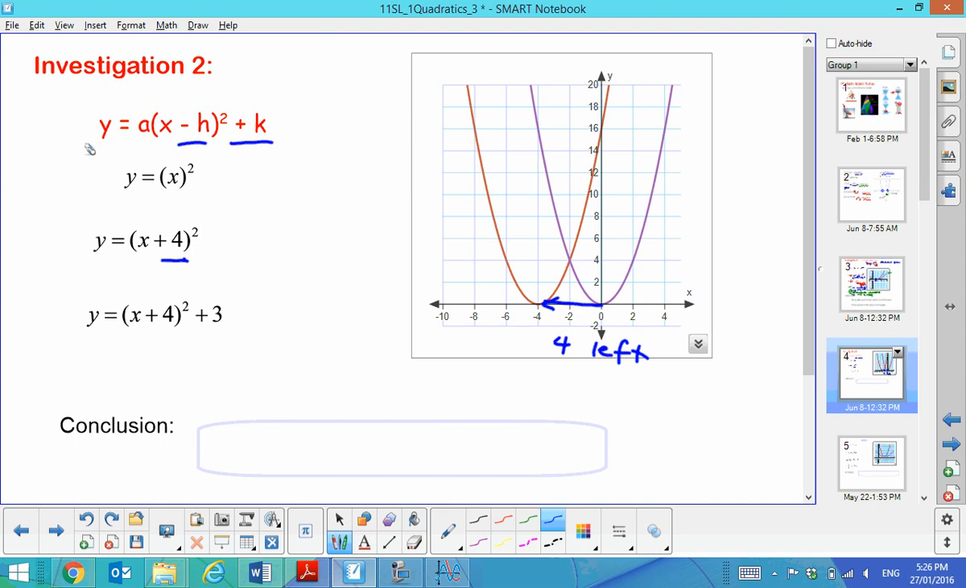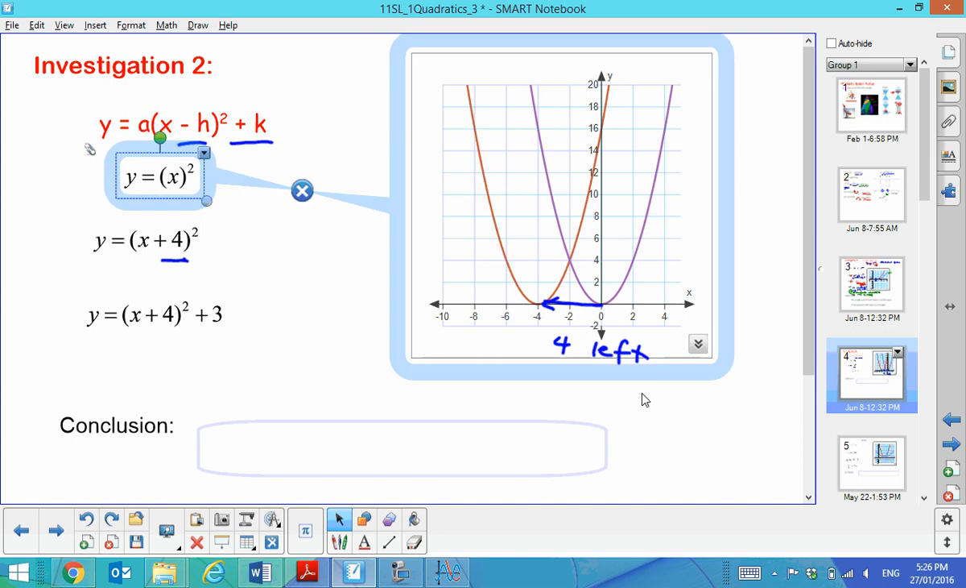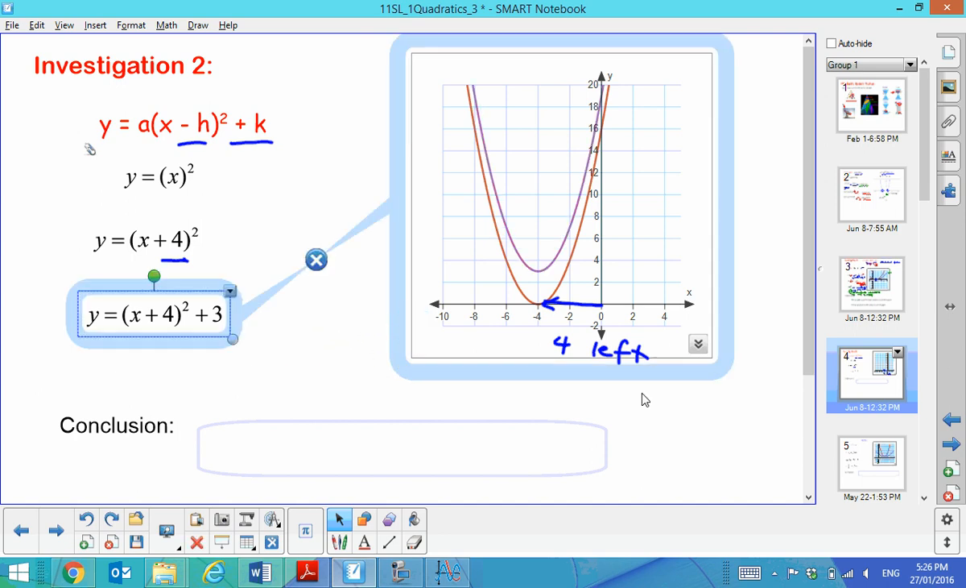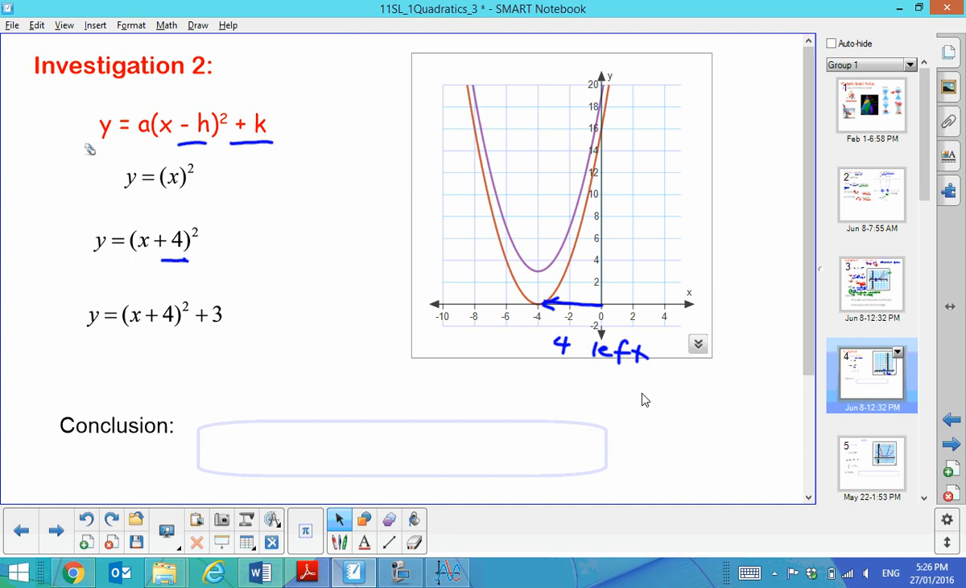So that's what happened with this equation. Then I can only graph 2 at a time, so I'm going to take that one off and put this one on. If I now get this equation and add 3 to it, what do you notice has happened? This value, the vertex here, has gone up 3 units. And that seems to be corresponding to there. So the plus 3 at the end says get your x, add 4 to it, square it, then add 3. So every value is going up 3 units.